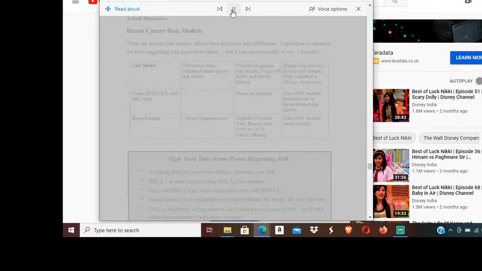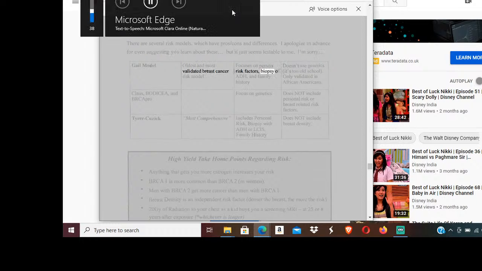Breast cancer risk models. There are several risk models, which have pros and cons and differences. I apologize in advance for even suggesting you learn about these, but it just seems testable to me. The Gail model uses validated breast cancer risk factors and biopsy history. It's the oldest and most focused, and only validated in white and African American women. Tyrer-Cuzick is the most comprehensive, includes personal and family history, but does not include breast density.